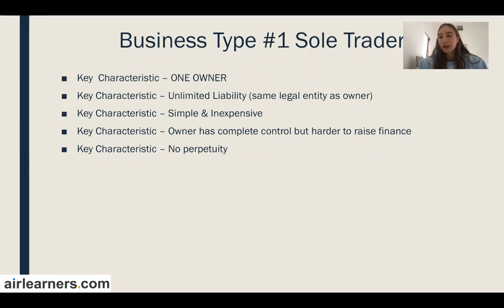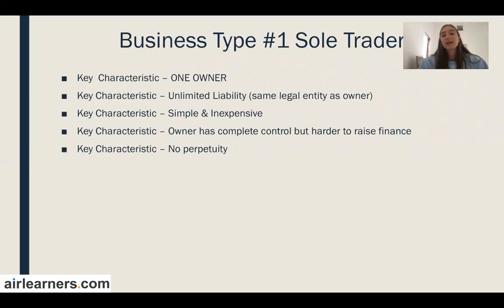So a sole trader is essentially under the same name as the owner. So the business is under the owner's name. What that means is that if the business goes into debt, the owner's assets are at risk. So if they own a house or a car or a boat, that can be sold and the money will be used to pay off the business's debts. So we call it unlimited liability because that owner has a lot of risk associated with establishing a sole trader.